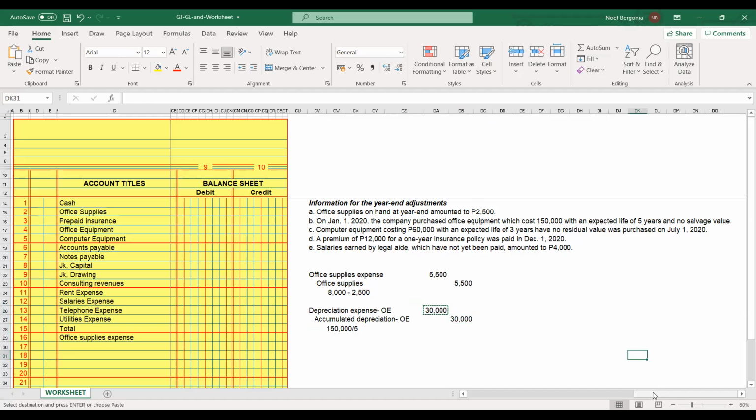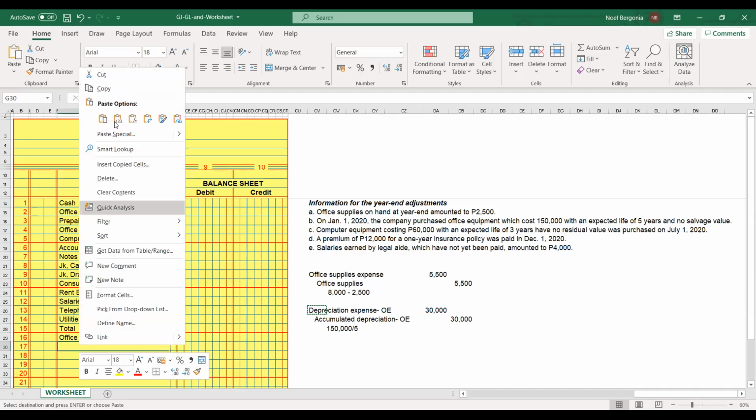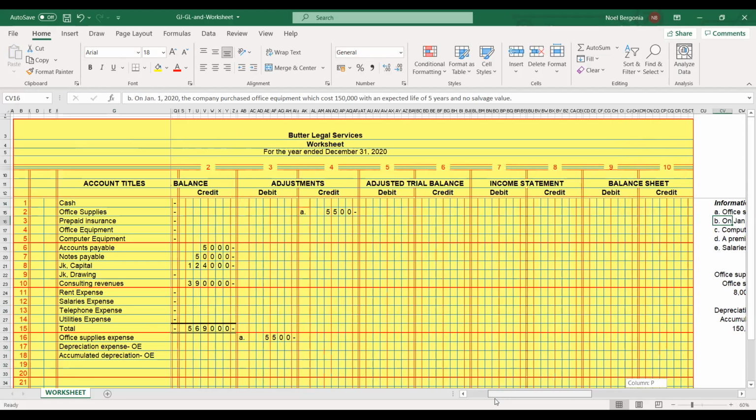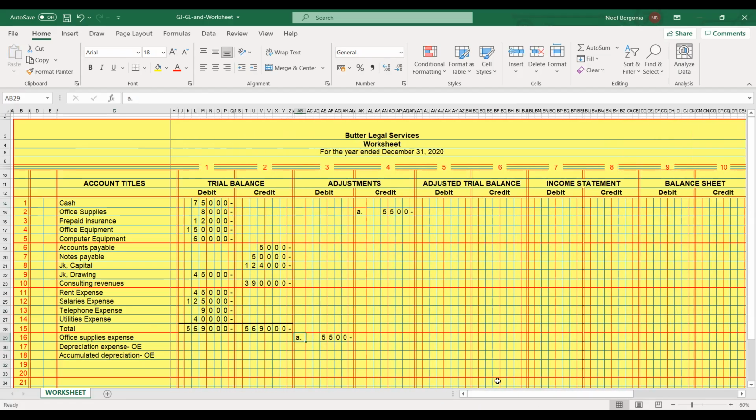So as you can see in our account titles, wala na naman po yung dalawang titles. So we just put it below. So after the office supplies expense, we have the depreciation expense office equipment, at saka yung ating accumulated depreciation OE, or the office equipment. Okay, so what we're going to do, 30,000. So that's data for adjustments letter B. So lagay natin letter B, so debit depreciation expense under the column of debit, letter B, 30,000.